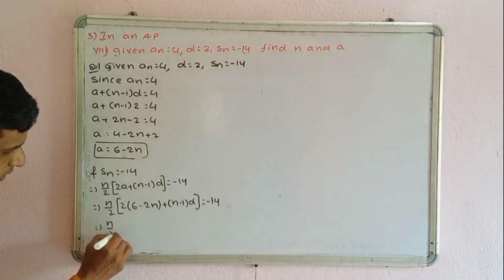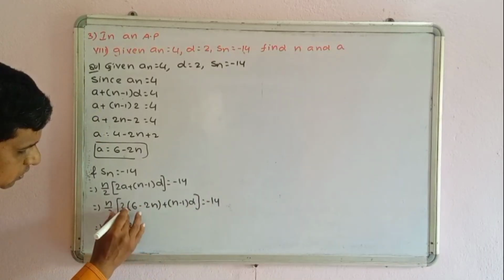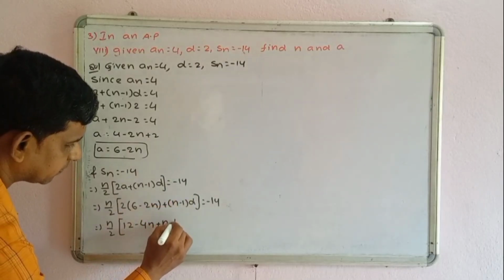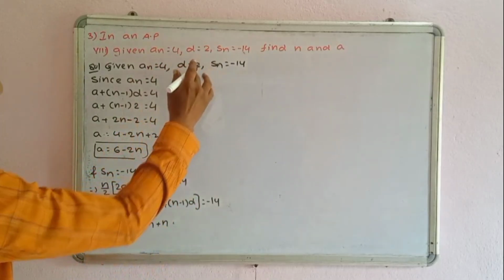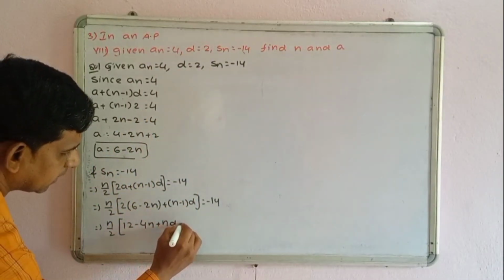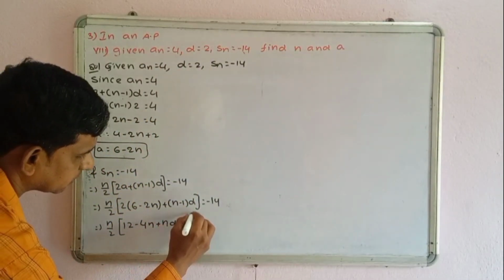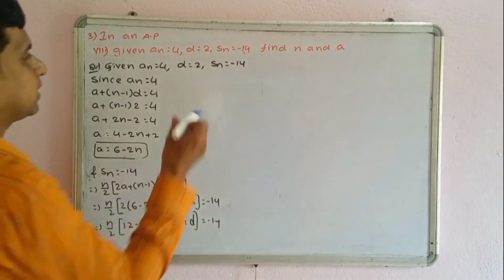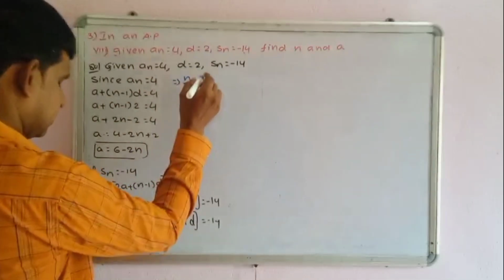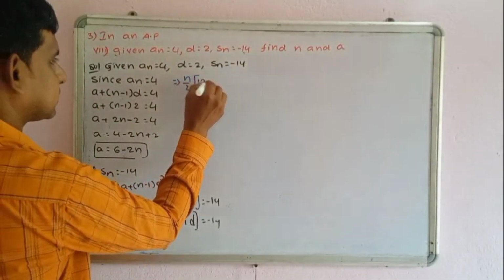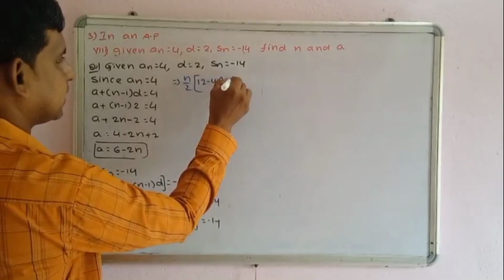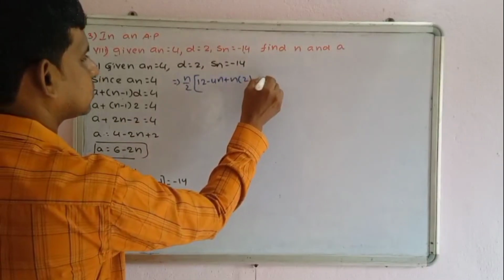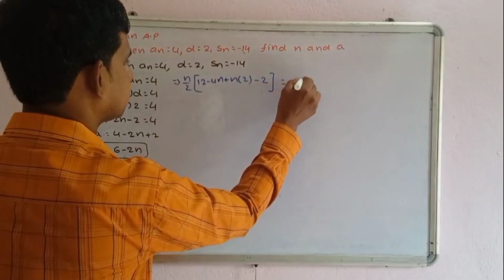Okay. So n by 2 into 2 6s are 12 minus 2 2s are 4n plus n into d, nd. Okay. Here d value how much? d value is 2. n into d minus 1 into d equals to minus 14. Okay. So n by 2 into 12 minus 4n plus n d value 2 minus 1 into d. 1 into d is d. So d value is 2 equals to minus 14.